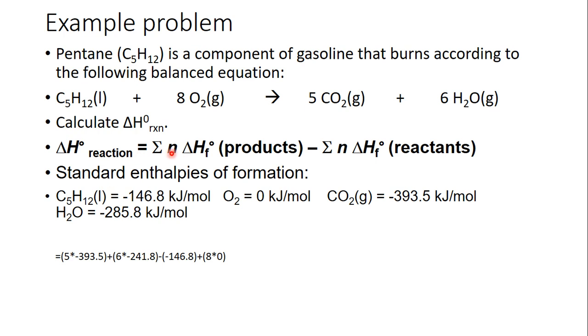So it's the sum of the delta H formation of our products multiplied by their moles. So if we look at our products, we have CO2 gas, which has 393.5 multiplied by 5 moles, plus H2O, which is, sorry, that's a typo. That should be 285.8 times 6, minus pentane, 146.8. We have 1 mole of that, times oxygen, which is 0 times 8, which is also 0. And we should get 3.27 times 10 to the 3 kilojoules per mole.